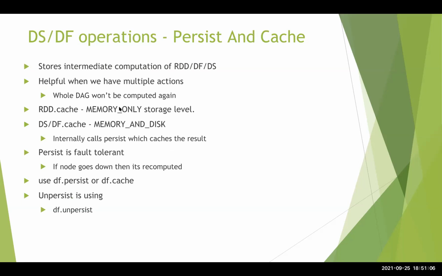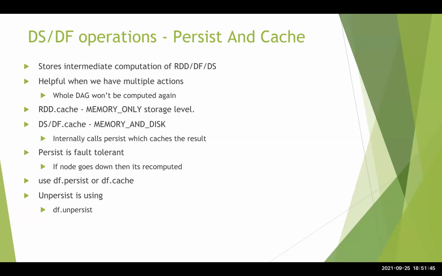Persist and cache, this is important. It stores the intermediate computation of an RDD, data frame or data set. You should use this when you have multiple actions. If you have only one action, generally there's no point in using this. We talked about the lineage of data sets. You read some records from a data set using Spark and created a data frame out of it. Then you applied some filter, then some aggregate, then you saved into a database, and then you're saving that again into some other file also.